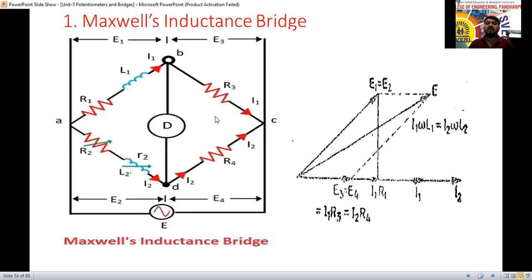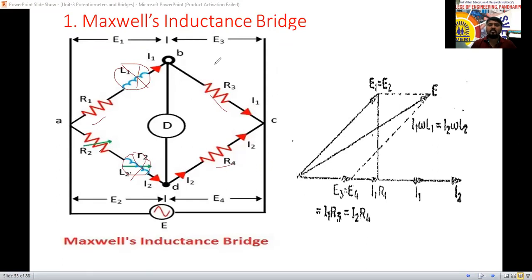The first one we will take is the Maxwell inductance bridge. See here, is there any difference compared with the Wheatstone bridge? Anyone, can you tell me? See here, L1 is there, L2 is there, which are not in the Wheatstone bridge. Other things are the same only. R1 is there, R2 is there, R3 is there, R4 is there. Yes?